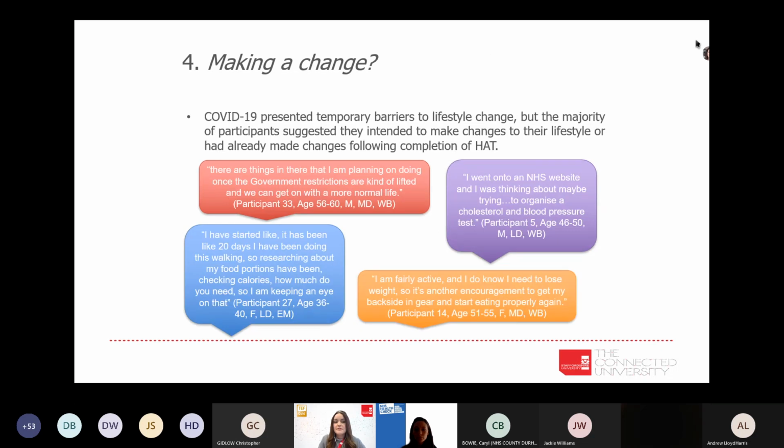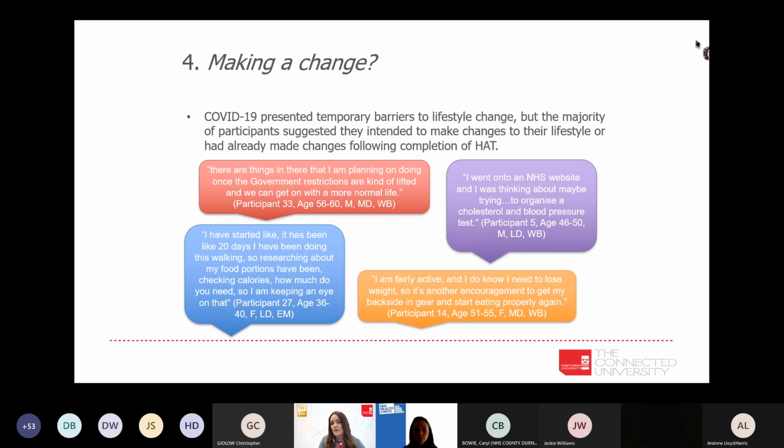And despite COVID-19 presenting temporary barriers to lifestyle change, reflected in the red bubble, "there are some things in there that I'm planning on doing once the government restrictions are kind of lifted and we can get on with a more normal life." The majority of participants suggested they intended to make changes to their lifestyle or had already made changes following completion of HAT.